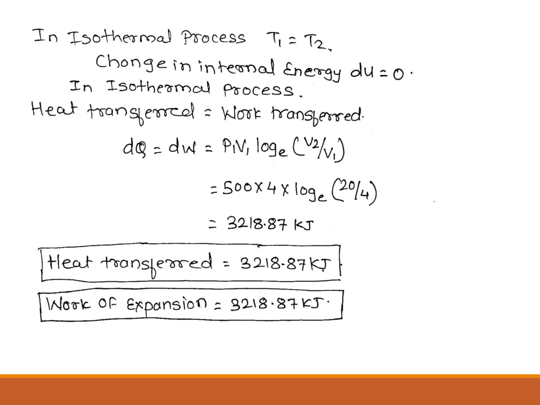In heat transfer, in an isothermal process, heat transfer is equal to work transfer. So the formula of heat transfer or work transfer is equal to P1 V1 log base e of V2 upon V1. So we get heat transfer and work transfer equal to 3218.87 kilojoule.